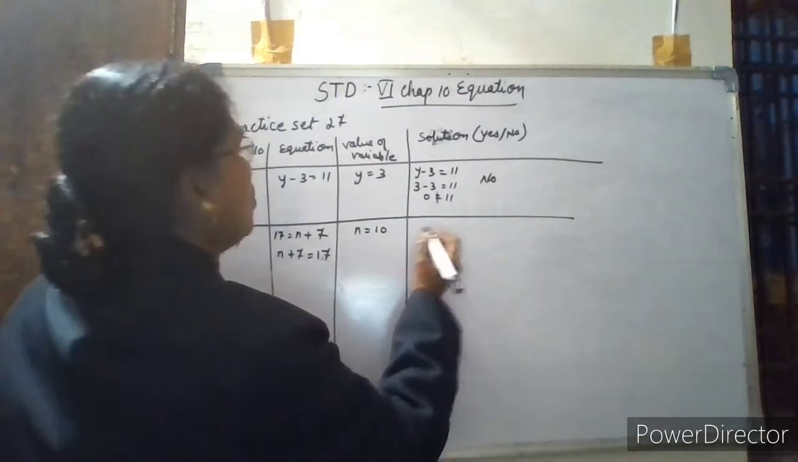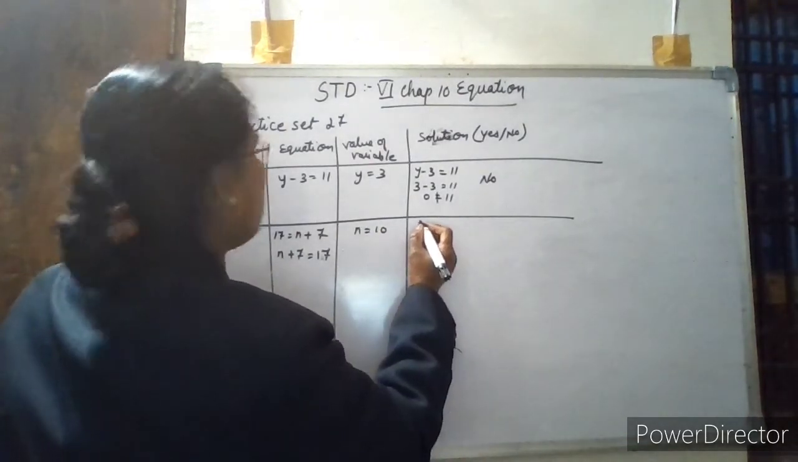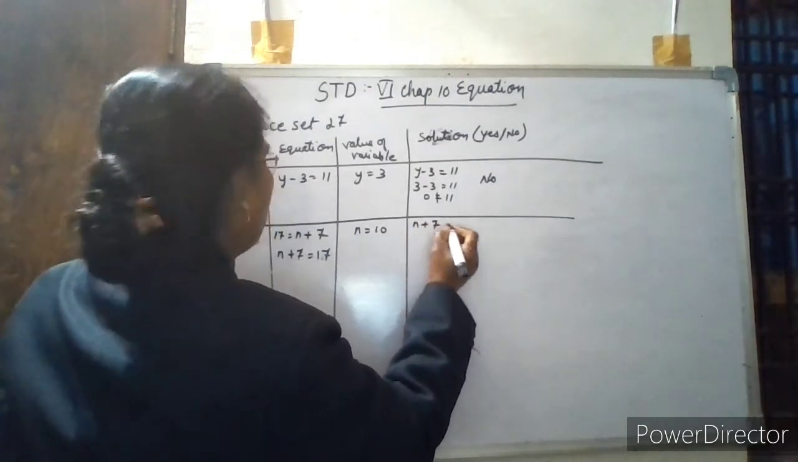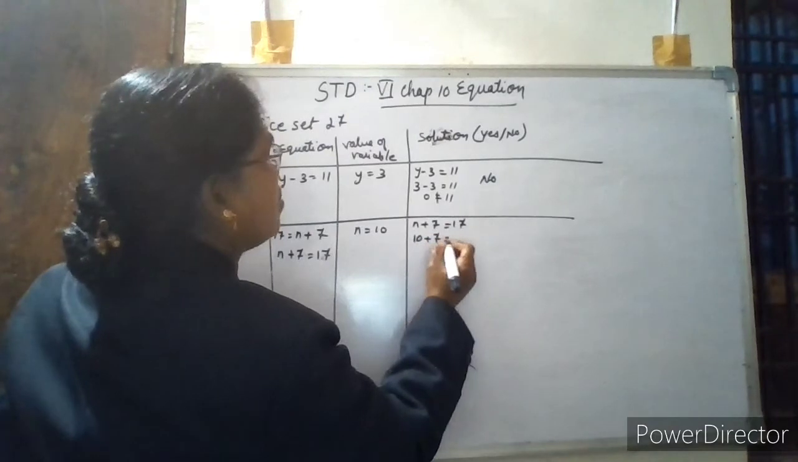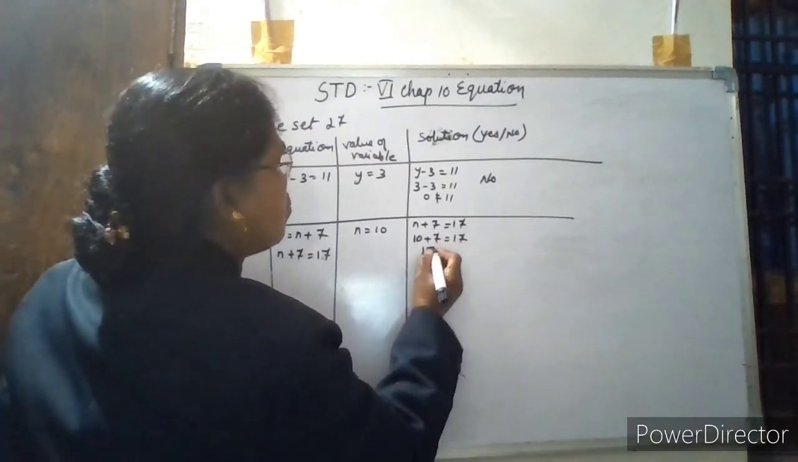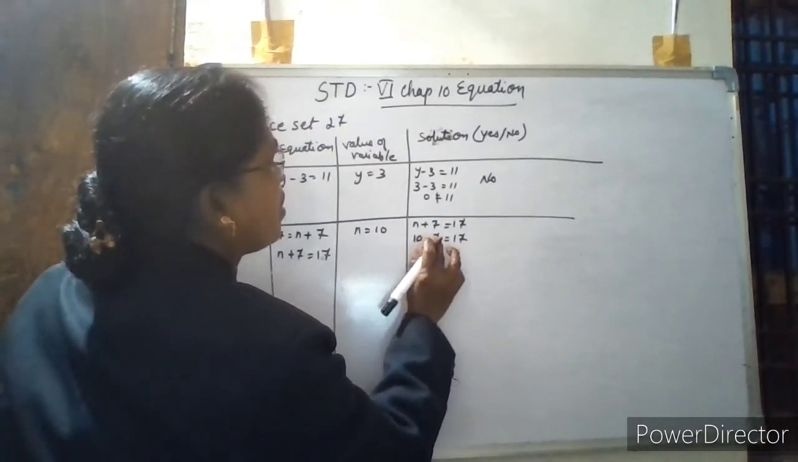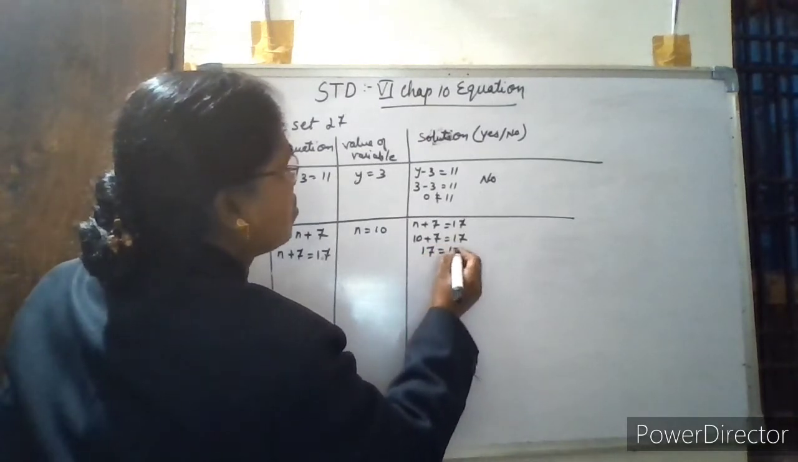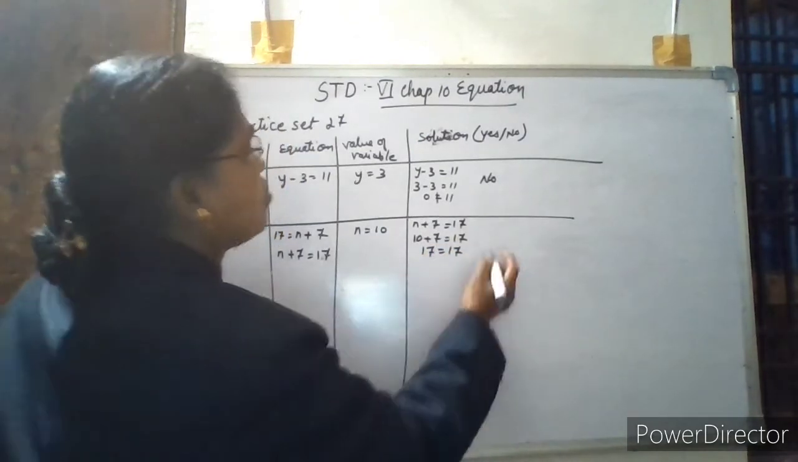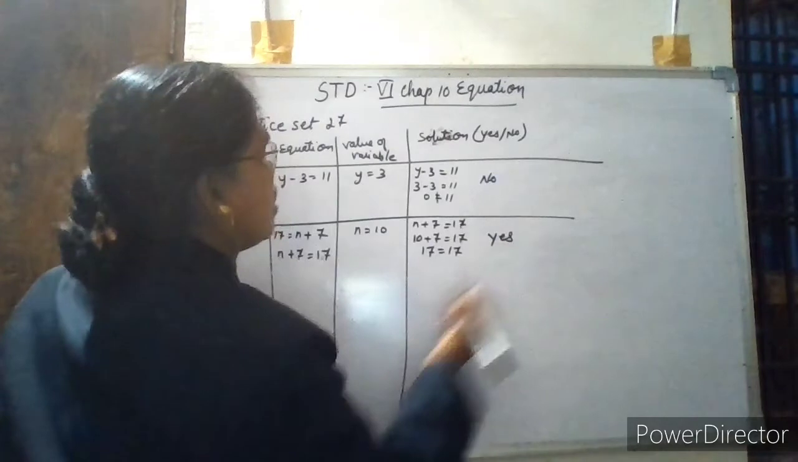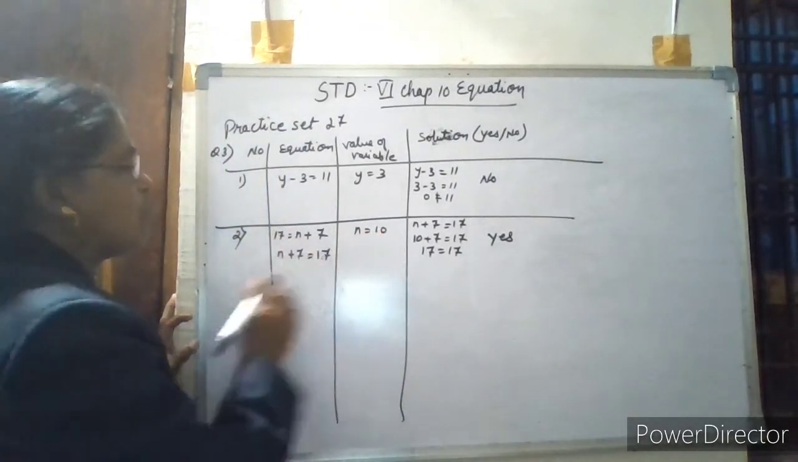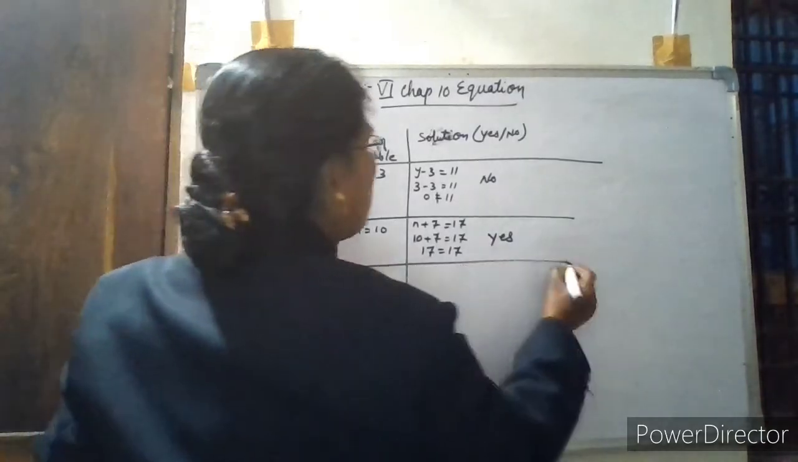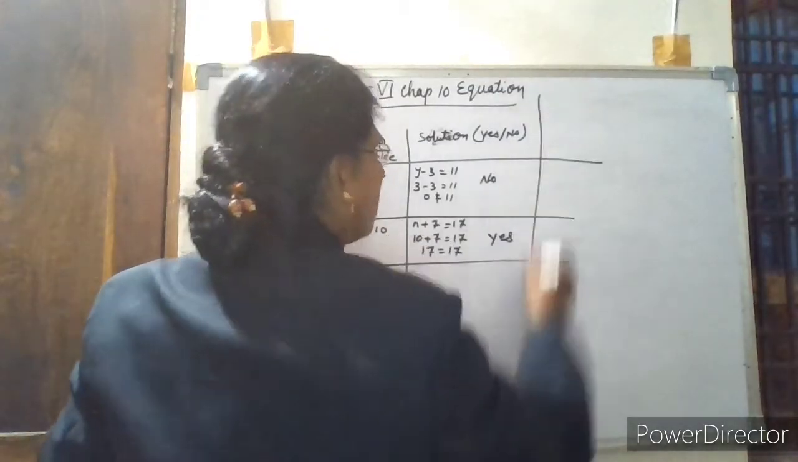Now n is equal to 10. So write the equation n plus 7 is equal to 17. N is 10 given. 10 plus 7 is equal to 17. So we have 10 plus 7 is equal to 17, and 17 is equal to 17. Both sides we got the same answer. So therefore the solution is yes. That means n is equal to 10 is the solution of this equation. In the same manner you will solve the other questions also.